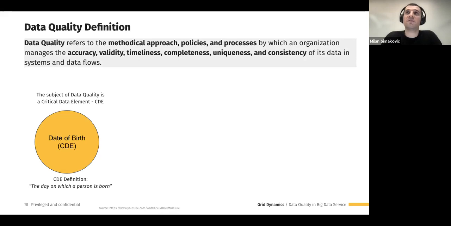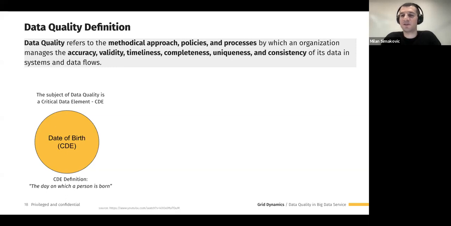So based on these problems that are happening in real life scenarios, we can define a definition. Data quality refers to a methodical approach, policies, and processes within an organization that they could manage the accuracy, validity, timeliness, completeness, uniqueness, and consistency of its data in the systems and the data flows.